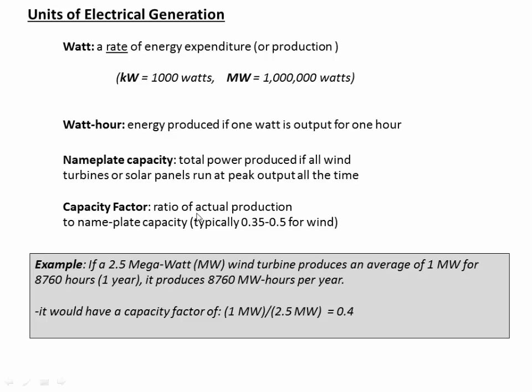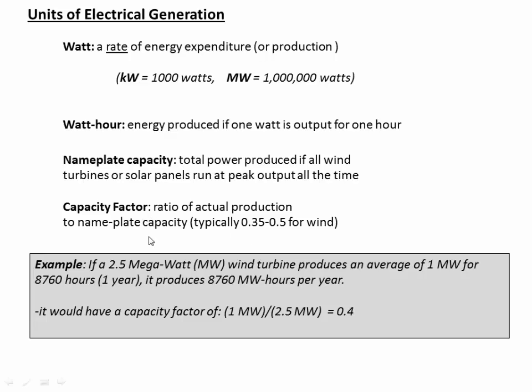The capacity factor is the ratio of the actual production over the nameplate capacity. For wind, that's usually going to be 30 to 50%. Wind in Vermont, of course, would be much closer to 30%. 50 would be very high.